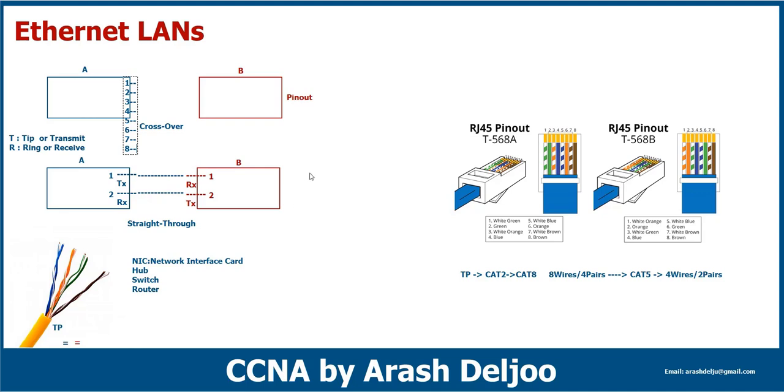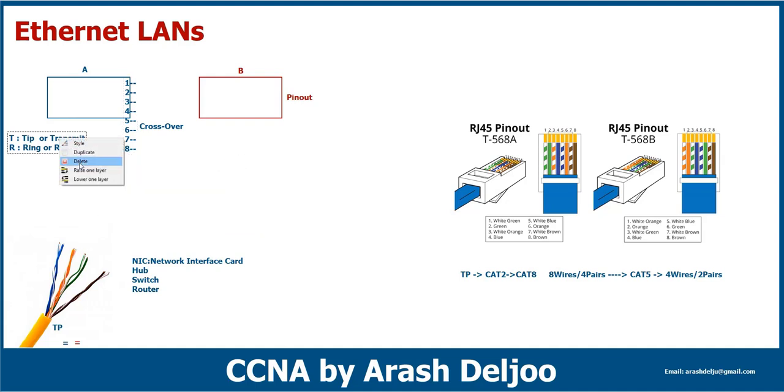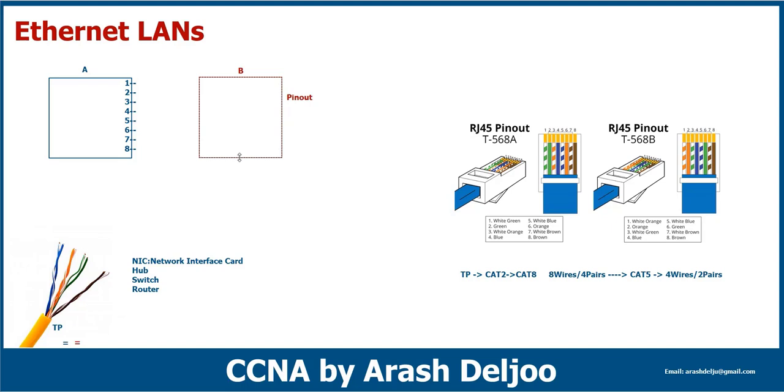That's it. Let me remove it. I'm going to talk about it in more detail. It's so important to understand everything completely with all of the details. Look at here, as you can see, we have device A. In device A we have 8 pins, but we are using only 4 of these 8 pins, because we are using Cat5 or, for example, Cat3, in the first days of the networks.